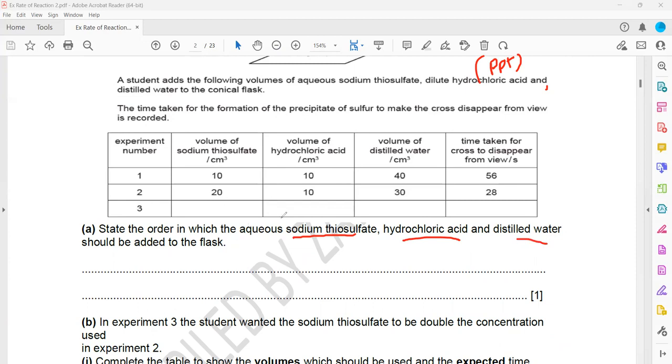What should we add first, second, and third? You can use your mic or a chat to state the answer. Which one should we add first? So water is not the reactant here. Water is just to make the final volume the same, so that the one which has a greater proportion in the mixture will have more concentration or more particles. So the order in which we should mix them, first we will add sodium thiosulfate.